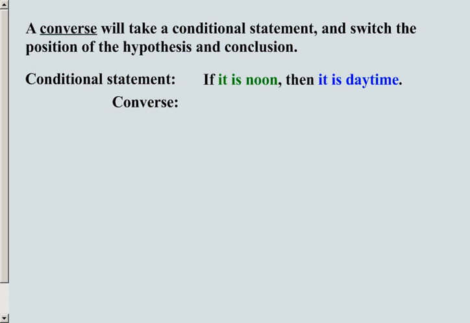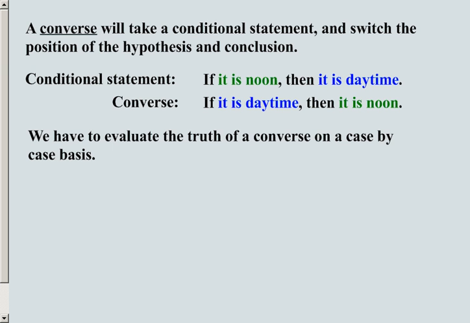The converse is going to take your hypothesis and your conclusion, and reverse their positioning. So the converse would read, if it is daytime, then it is noon. Now please notice the if and the then did not go anywhere. It is simply the information that was associated with if and then that moved. If and then are not hypothesis and conclusion. Those are just prepositions that help fill the sentence and hold it all together. So you would not move the if and the then along with the hypothesis and the conclusion. This is a converse.